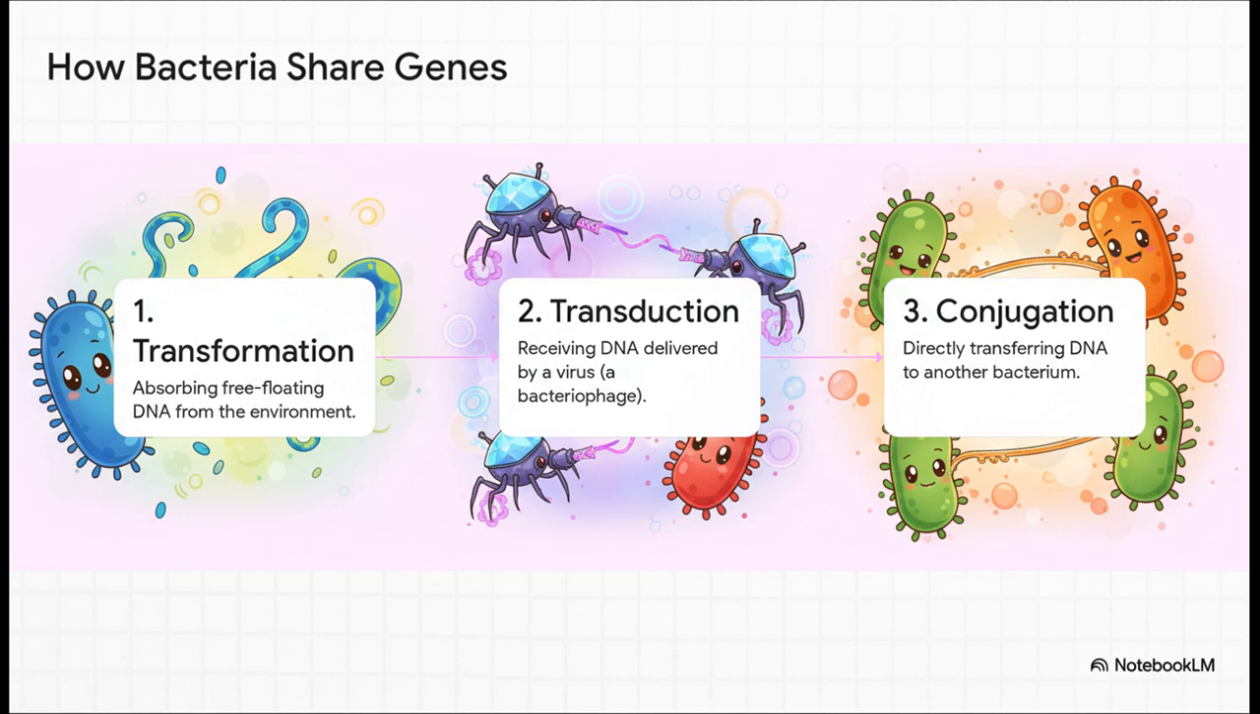First, there's transformation. Think of it like genetic scavenging. A bacterium can literally just soak up pieces of DNA that are floating around from its dead neighbors. Then there's transduction, which is like a viral delivery service. A virus accidentally grabs some DNA from one bacterium and then injects it into another one. And finally, you have conjugation, which is the most direct method of all. It's like a bacterial handshake, where one bacterium builds a tiny bridge to another and physically passes a piece of DNA across.